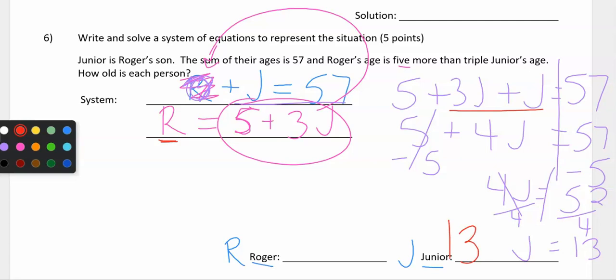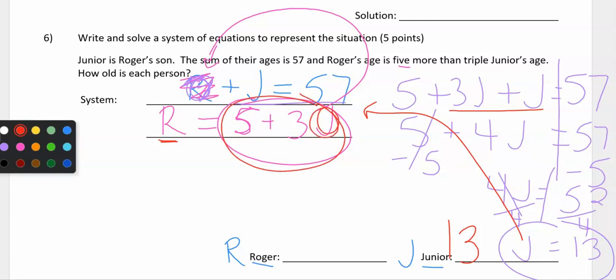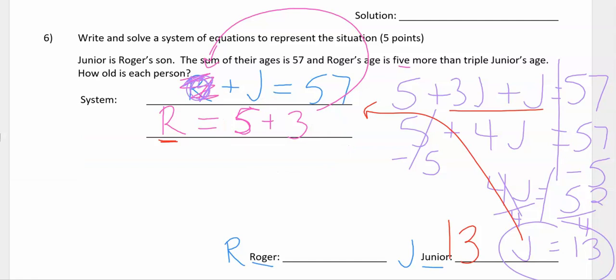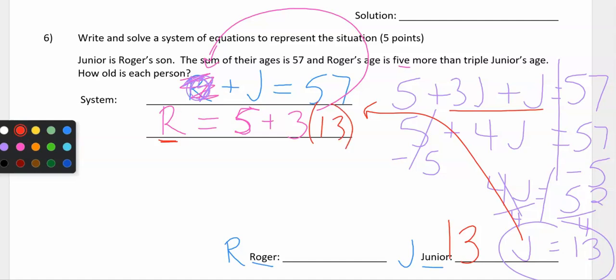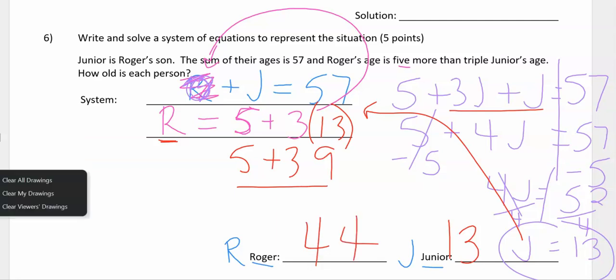He's 13 years old. Once you have one answer, you bring it all the way back up, and you're going to plug it in. I always plug it into what I circled because I know that j right here is now 13. Junior's 13, so I'm going to plug that in. So stick in 13 right there. And now just work this out. 5 plus 3 times 13 is 39. So 5 plus 39, Roger, is 44.